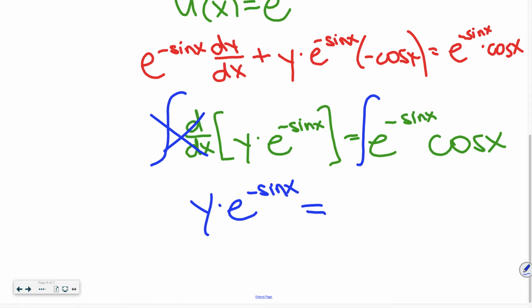Okay, we can do u substitution in this, right? u equals negative sine of x, du is, okay, so our antiderivative would be negative e to the u plus C. Would anybody like me to show my work there?